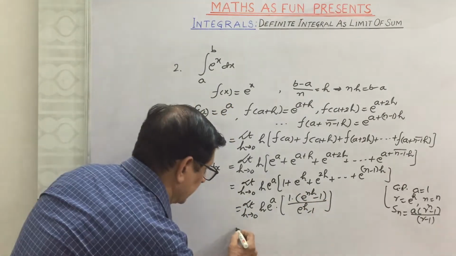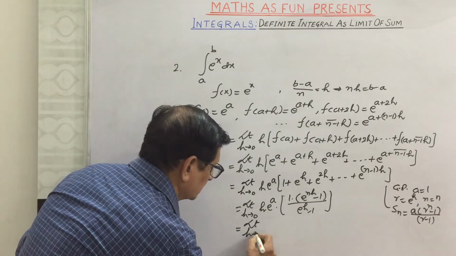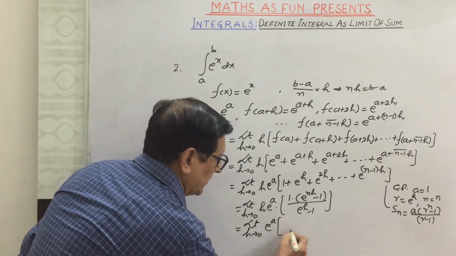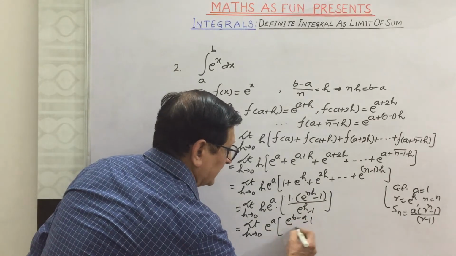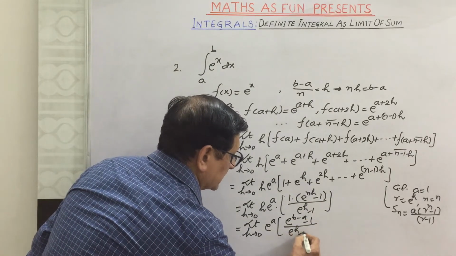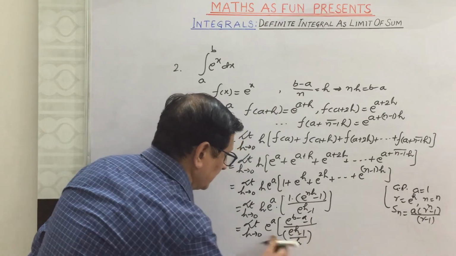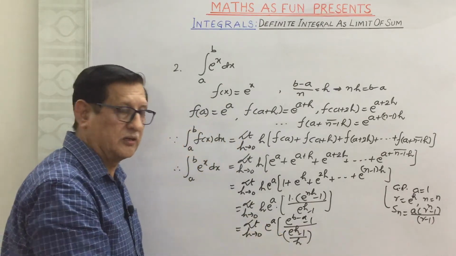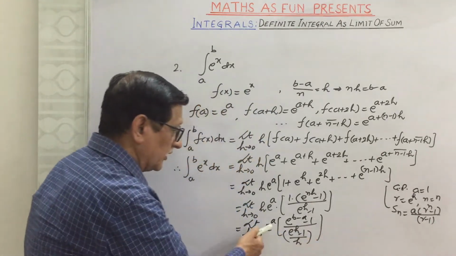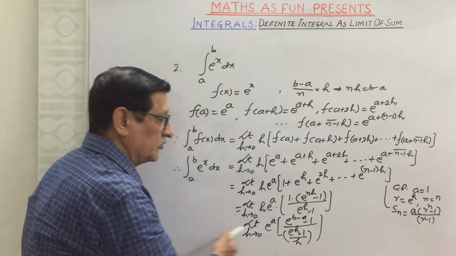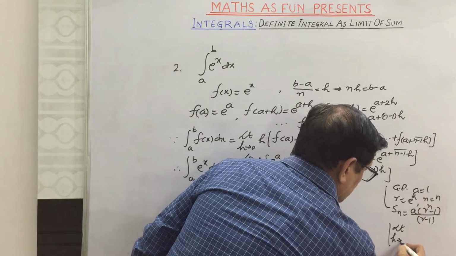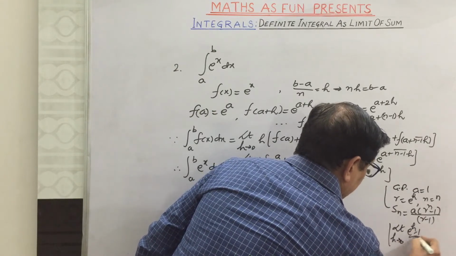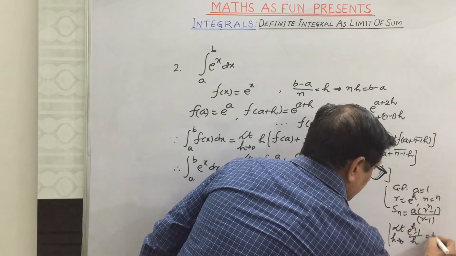We can write this as the limit as h tends to 0 of e power a, e to the power nh we can write as b minus a, minus 1, upon (e to the power h minus 1) upon h. We have brought this h here. We know the limit of (e to the power h minus 1) upon h is equal to 1. We write here the limit as h tends to 0 of (e power h minus 1) upon h is equal to 1.